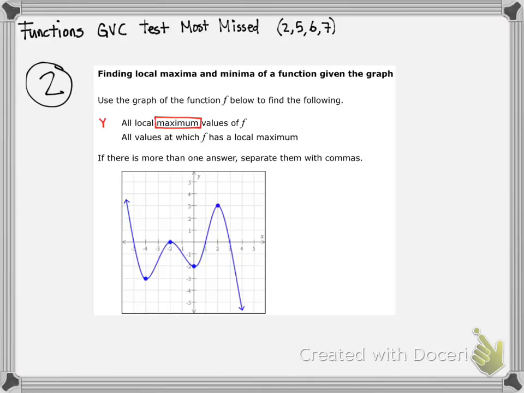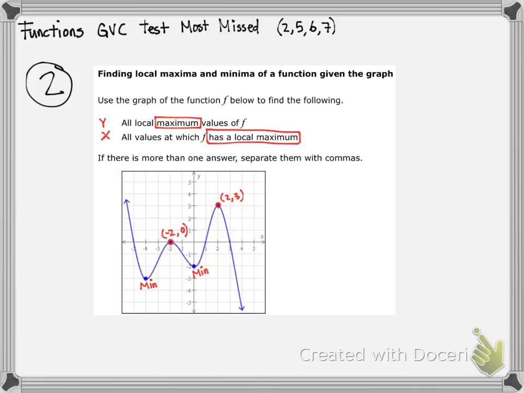When it says maximum value, it's talking about the y number for the coordinates of the points where we have a maximum. It also wants to know the values at which f has a local maximum. That means where are the maximums, and so it's asking for the x values for the coordinates of those points. On our graph, we've got two high points, (-2, 0) and (2, 3). The lower points are minimums, and we are not going to deal with those for this question because it only asks about the maximums.